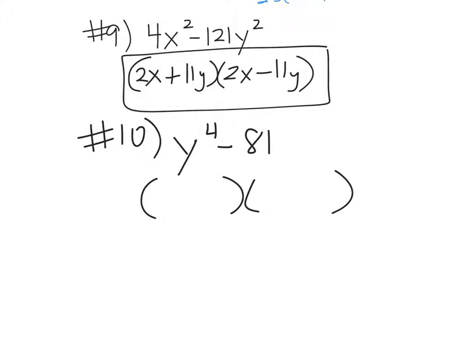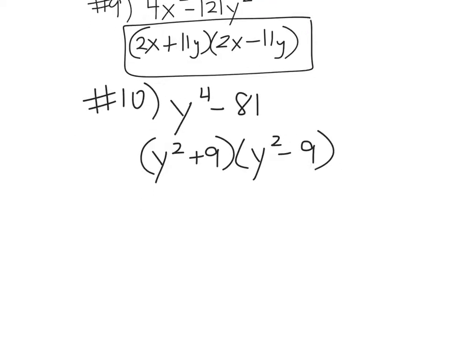Y to the 4th is y squared times y squared. Do you agree? Yeah. And then what's 81? Plus 9 and minus 9. Okay. Now if you stop there, you've done a pretty good job.